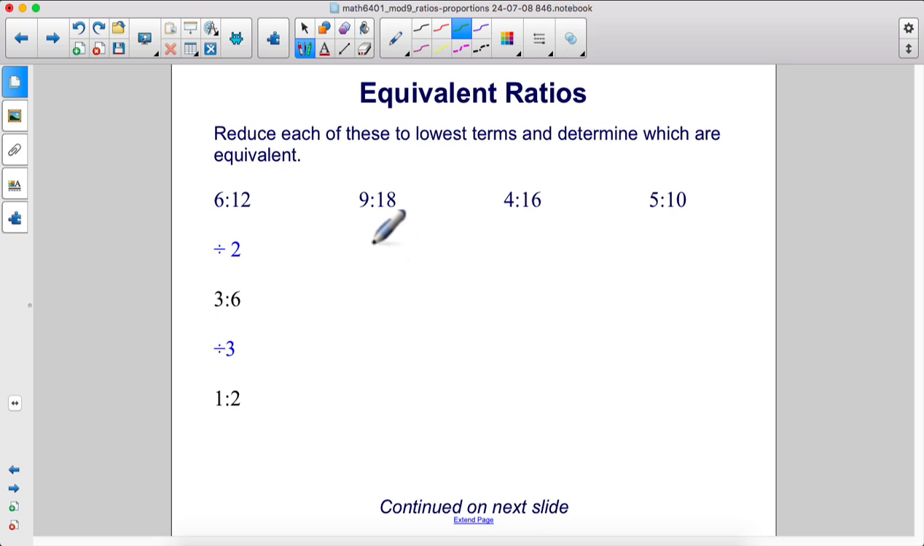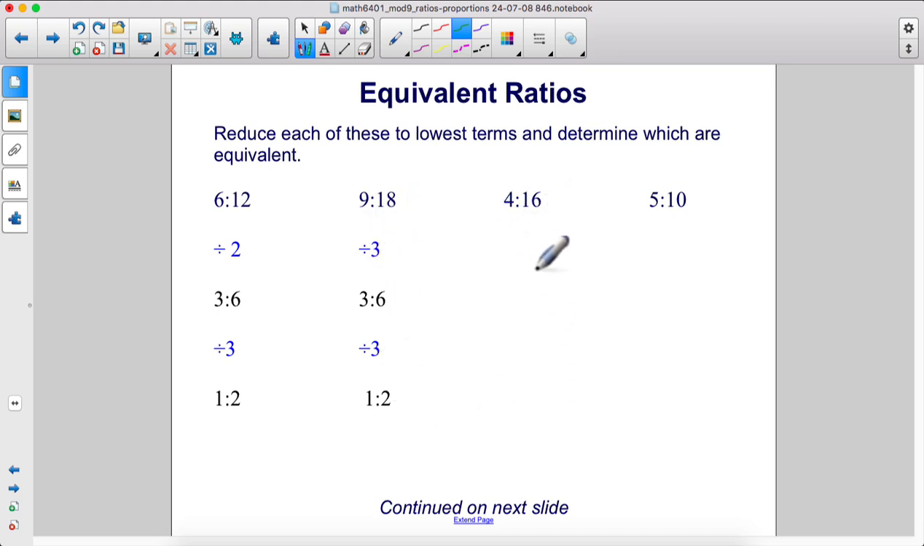9 to 18. Both of these are evenly divisible by 9. So I'm going to go ahead and just divide both sides by 9. We get 1 to 2 again. Look, these are equivalent ratios. As you can see here, you could have also divided both sides by 3 and then by 3 again. So you don't have to find the biggest multiple immediately. You can start with small numbers and keep going.